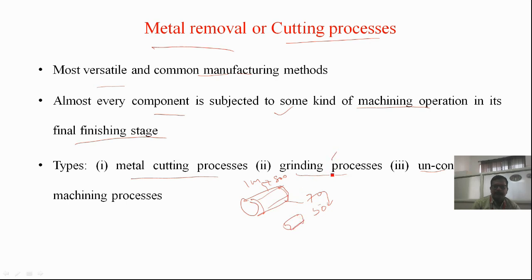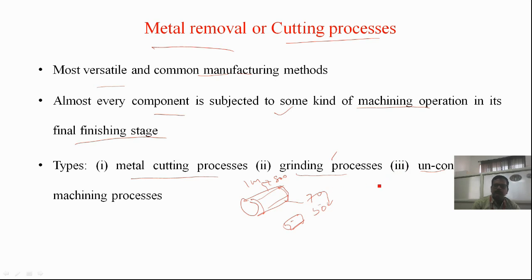And grinding is used to get the required amount of surface finish. In ordinary metal cutting operations, you are not going to get a very good surface finish. In order to get a good surface finish, you need to go for the grinding process. Grinding is the basic finishing operation, and on top of this you will have several other finishing processes. Next is the unconventional machining process.